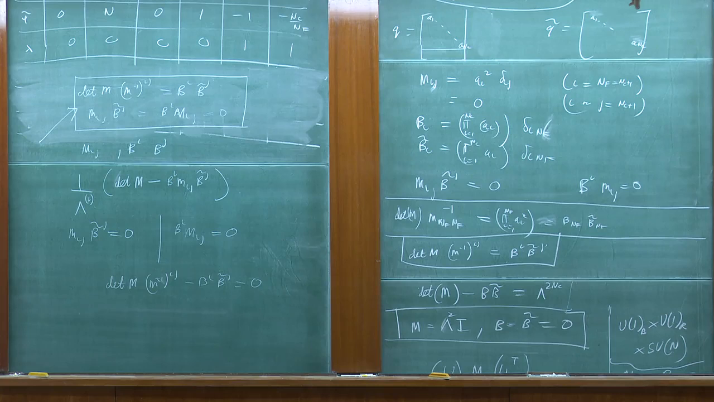Okay? So the first observation is that there exists a superpotential. Okay? That there exists a superpotential whose variation produces the classical relations.